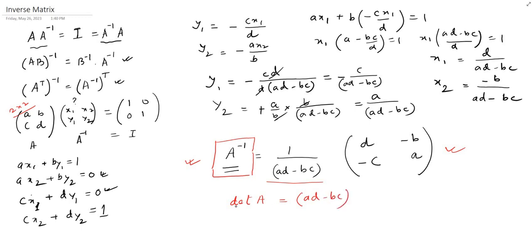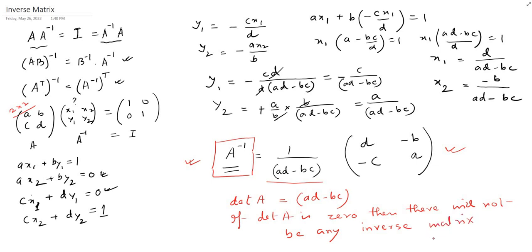So what does it mean? If the determinant of A is 0, then there will not be any inverse matrix. And that's the reason at the very beginning I told you that not all matrices will have an inverse matrix. So this is the determinant factor. If ad minus bc is 0, then you will not have an inverse matrix.